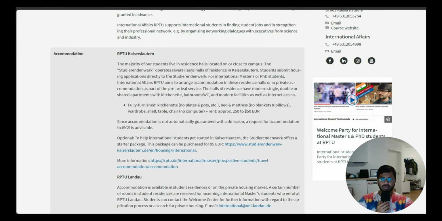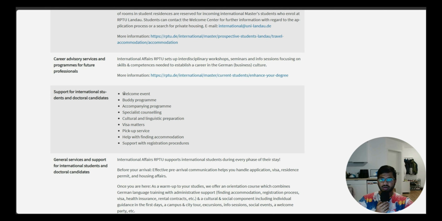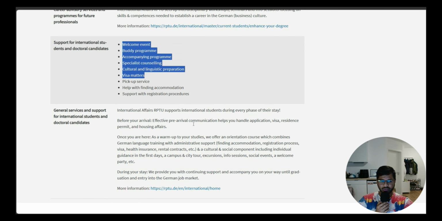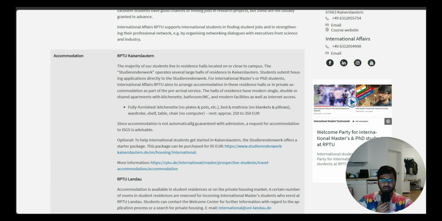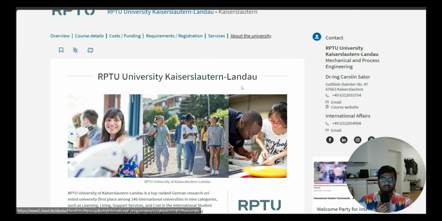Accommodation: usually you will have student dorms at 250 euros to 350 euros in Kaiserslautern and Landau both. But if you don't get any student dorm, then I suggest you check private accommodation beforehand. To get the student dorms, you can already apply as soon as you get your application confirmation. Then the career advisory service is always there for international students, with a welcome event, buddy program, accompanying program, special aid counseling, culture and linguistic preparation, visa matters, etc. They will also check your visa, check for work opportunities, and you can go and submit your CV and apply.